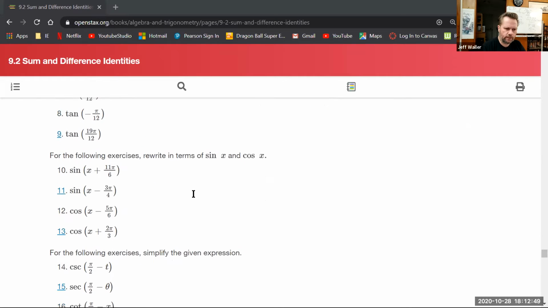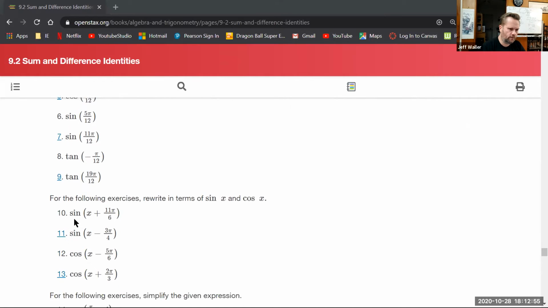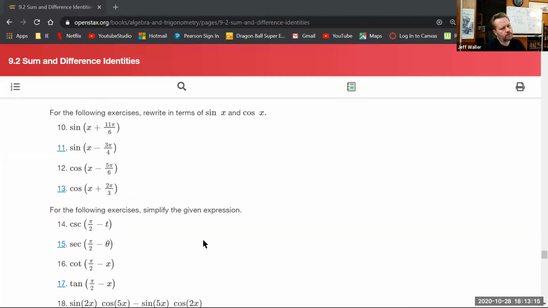So let's see what else. Look at these. These are actually easier than these. This next little step, the first step isn't there. It's already broken up for me. Do you guys see what I'm saying? So you just directly apply the identity. It's already broken up for you. All right.